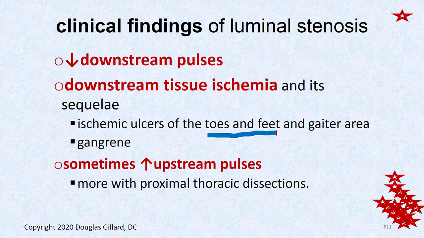Is this going to cause any bronzing of the skin in the gaiter area? No, remember, that's a problem where the beaver dam is in the veins and you get a backup and you get blood hemosiderin. This is not a problem with too much blood in the lower extremities. It's a problem with not enough blood in the lower extremities.